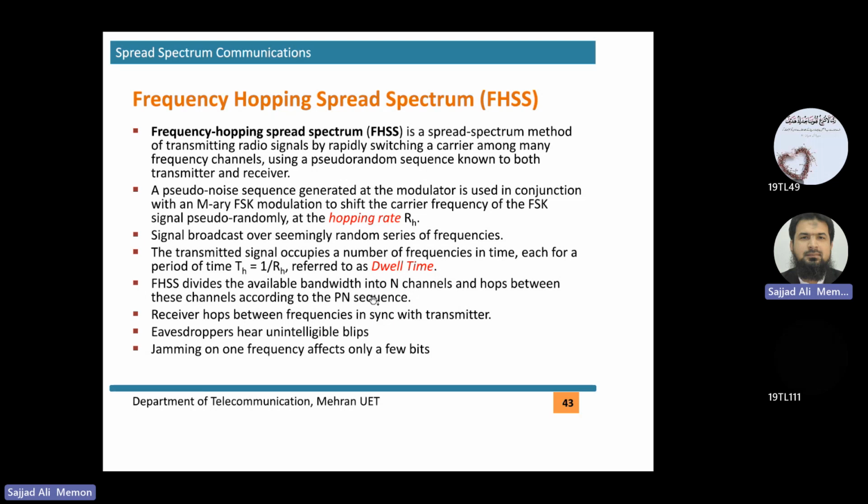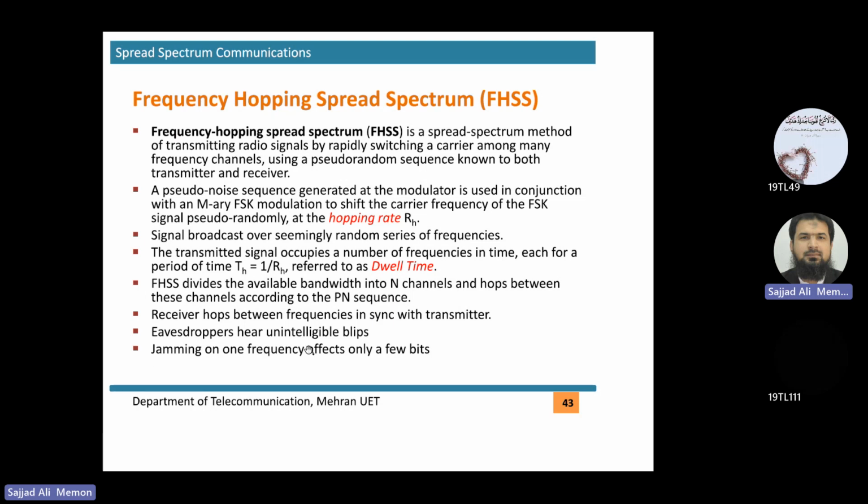sequence. So here the PN sequence is a secret key that will determine how you will move from one frequency to another. So what will be the next frequency can only be determined from the PN sequence. If anyone knows this PN sequence, then your data can be deceived. Otherwise, it will not be. The receiver hops between frequencies in sync with the transmitter; eavesdroppers hear only unintelligible noise.